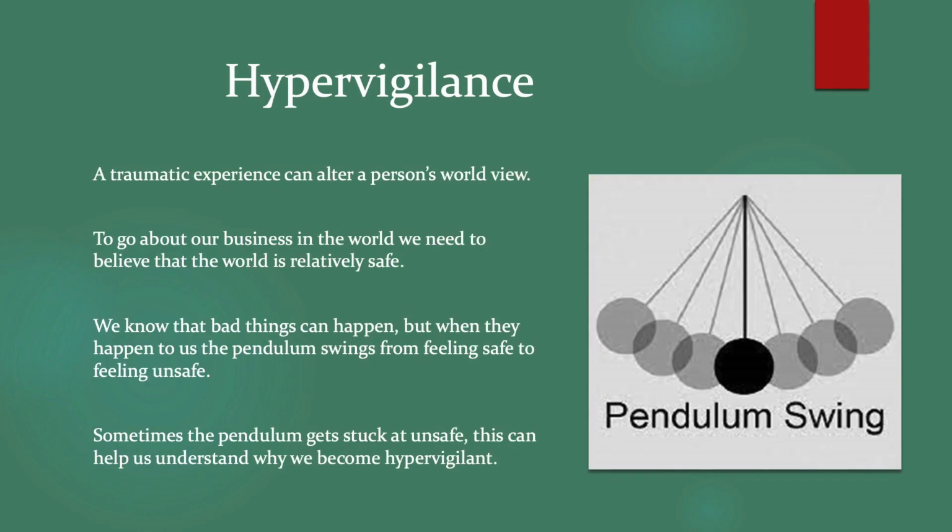So now we're going to look at a normal trauma reaction, demonstrated here by the pendulum swing. So a traumatic experience can alter a person's worldview. To go about our business in the world, we need to believe that the world is relatively safe. We know that bad things can happen, but when they happen to us, the pendulum swings from feeling safe to feeling unsafe. Sometimes the pendulum gets stuck at unsafe, and this can help us understand why we become hypervigilant.